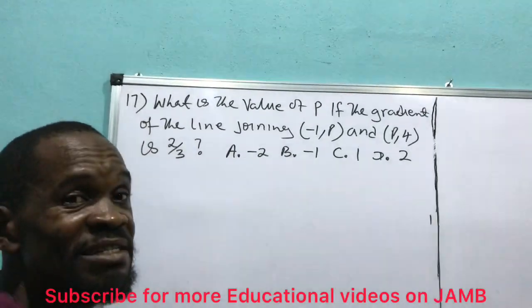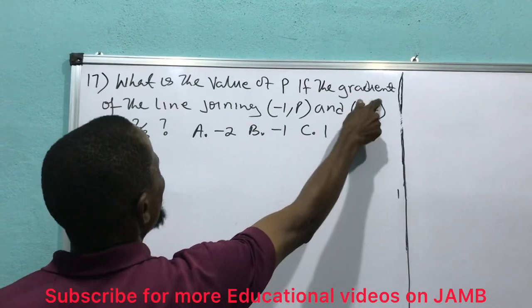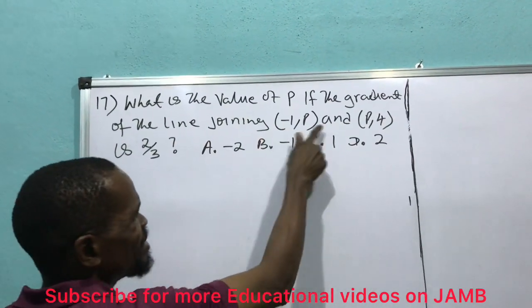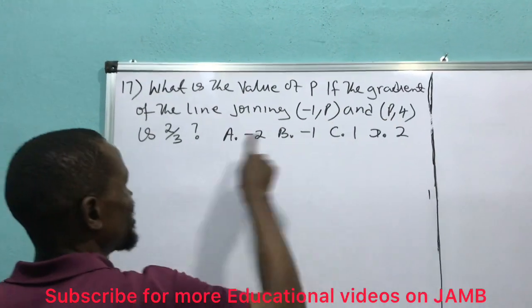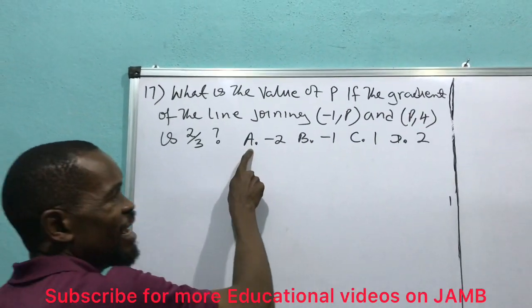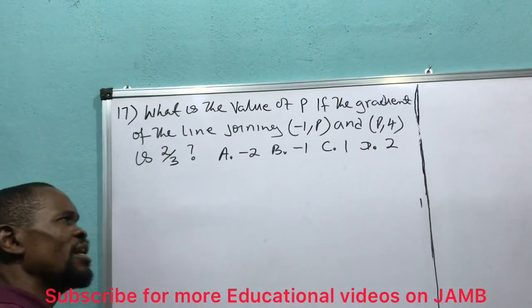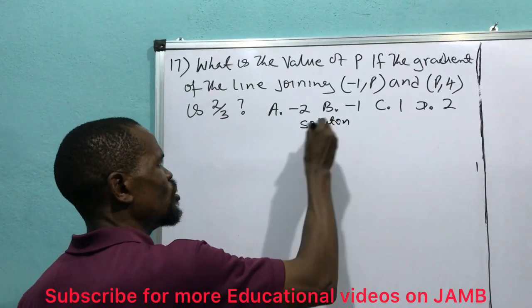Question number 17 says, what is the value of P if the gradient of the line joining this and this is this? Look at options A, B, C and D. Let's go to the solution.